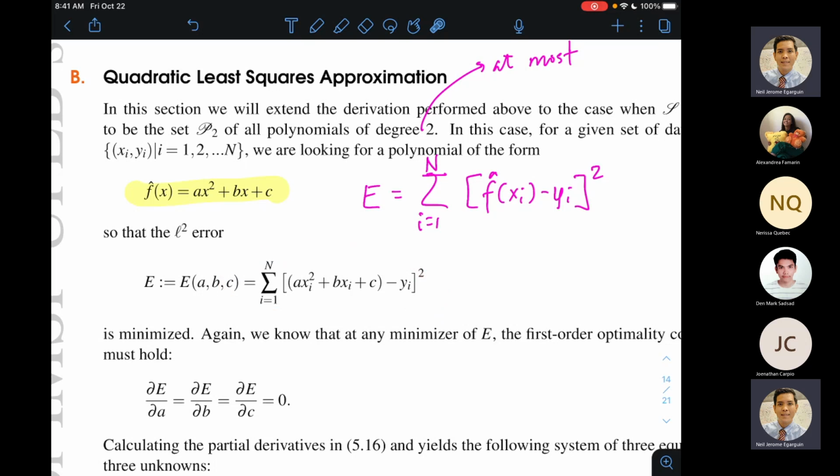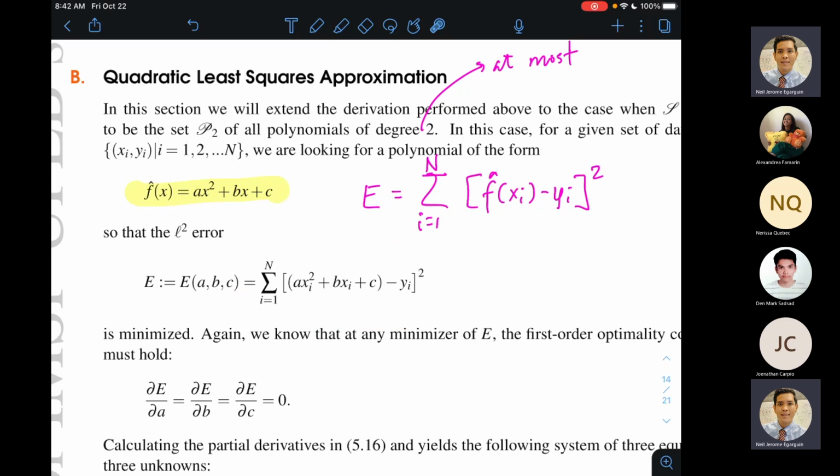Now, this is a little bit different from the E that we saw last time, kasi yung E natin doon ay mx plus b lang, kasi mga candidate functions natin ay mga linear functions lamang. Pero rito sa quadratic least squares approximation, sila ngayon ay quadratic, so there would be 3 unknowns in the definition of E. So nakabase si E ngayon dun sa unknown parameters a, b, and c. And again, our goal is to minimize E with respect to a, b, and c. That is, find the values of a, b, and c that will minimize this sum.